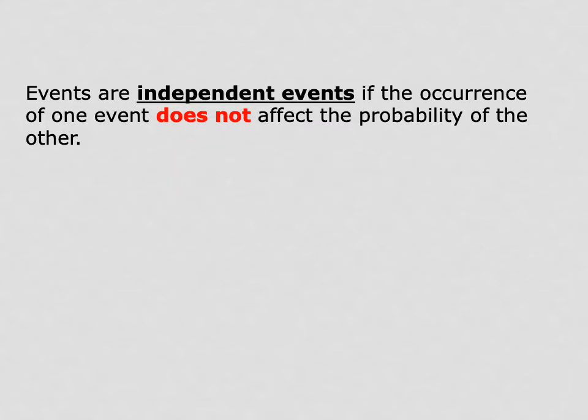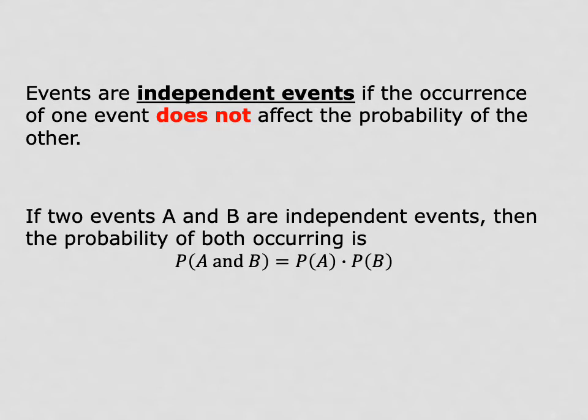When we talk about independent events, this is when the occurrence of one event does not affect the probability of another. If two events A and B are independent, then the probability of them both occurring, the probability of A and B, is just the probability of A times the probability of B. If these two events are independent, that means that A occurring does not affect B. So you're just going to multiply the two probabilities, and that's going to give you the probability of them both occurring.